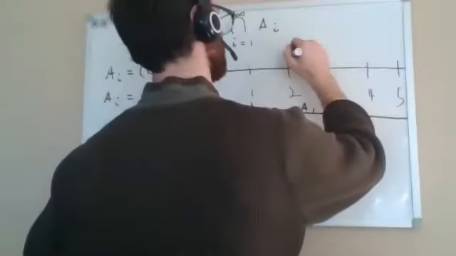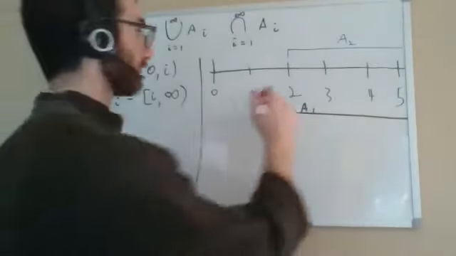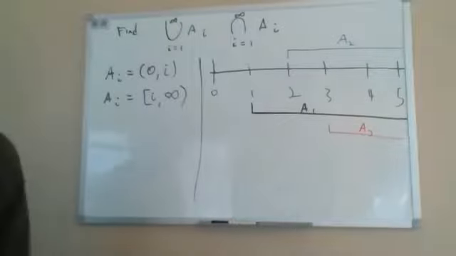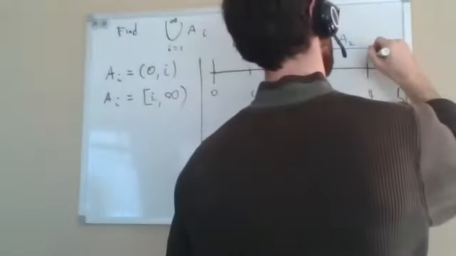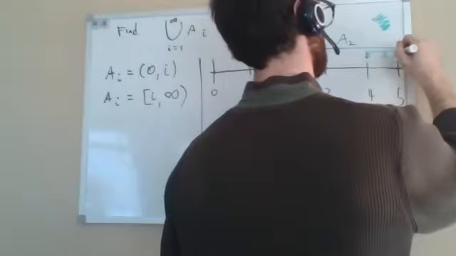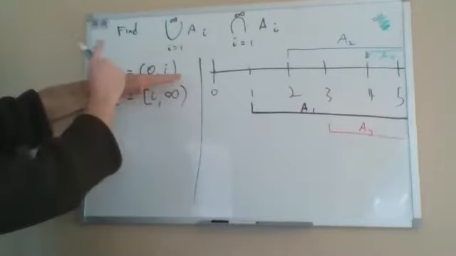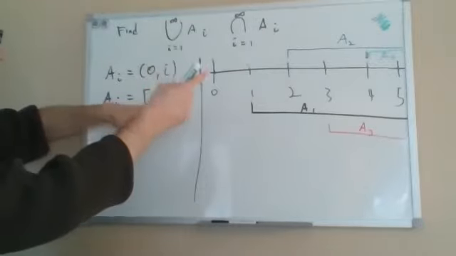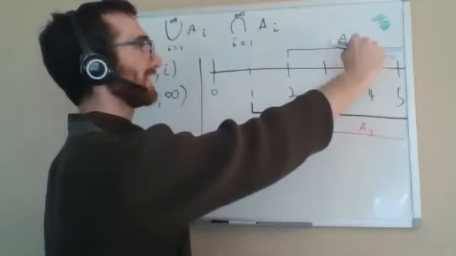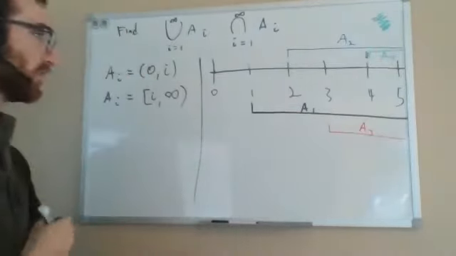A2 is everything to the right, including 2. A3 is everything to the right, including 3. A4 is everything to the right, including 4. So we kind of have the opposite sort of behavior. With the previous set, every set is included inside the next one. In this set, every one is included inside the previous one. A4 is inside A3, A3 is inside A2, A2 is inside A1. Okay? So what is the union of all these sets?